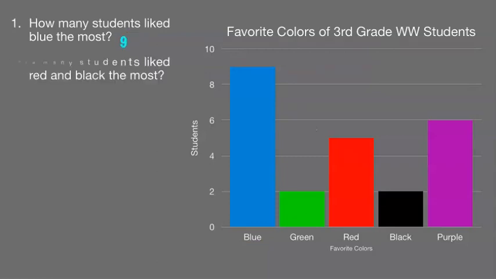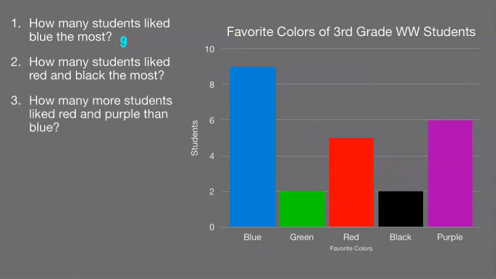Next question. How many students liked red and black the most? Ooh, red and black. So I'm going to be looking at adding those together, the red and the black. So when I look at red and it goes up to past the 4, but not to the 6. So I'm looking at 5. And then I look at the black, and the black goes right to the 2 line. So 5 plus 2 is 7.